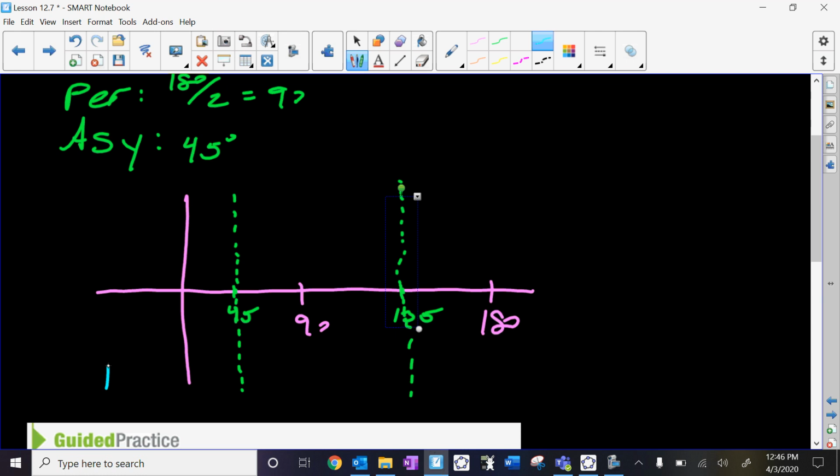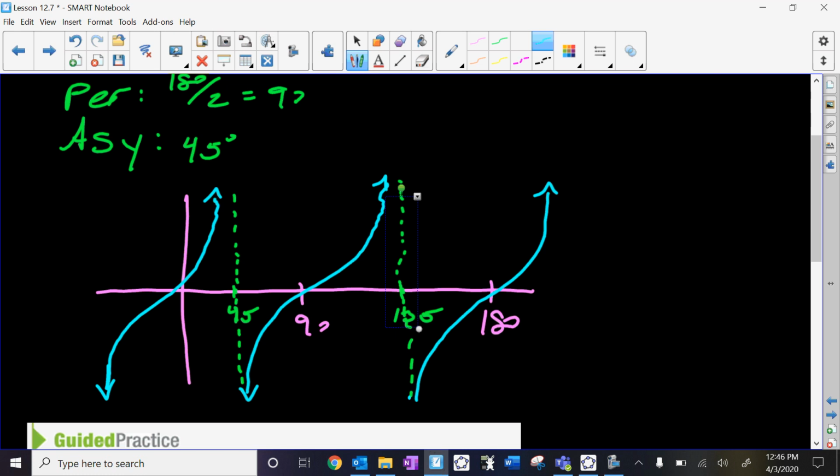Your first location would look like this. Your next one would look something like this. And like that. That's what tangent would look like.